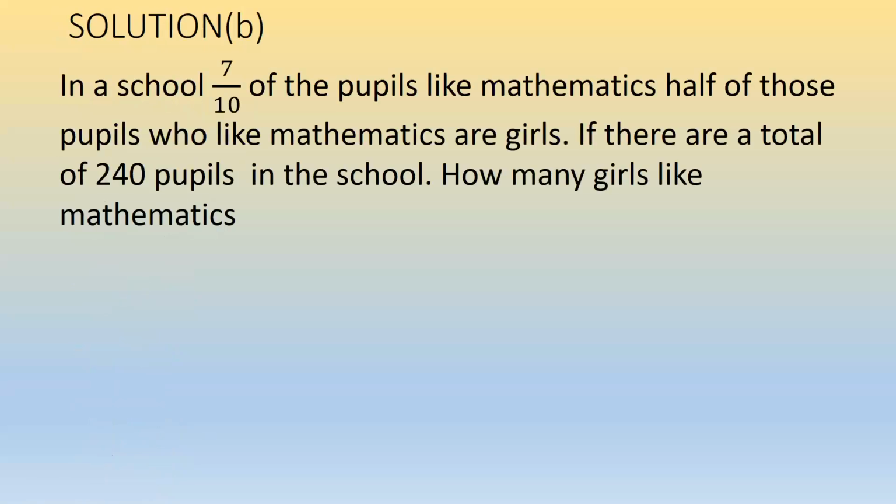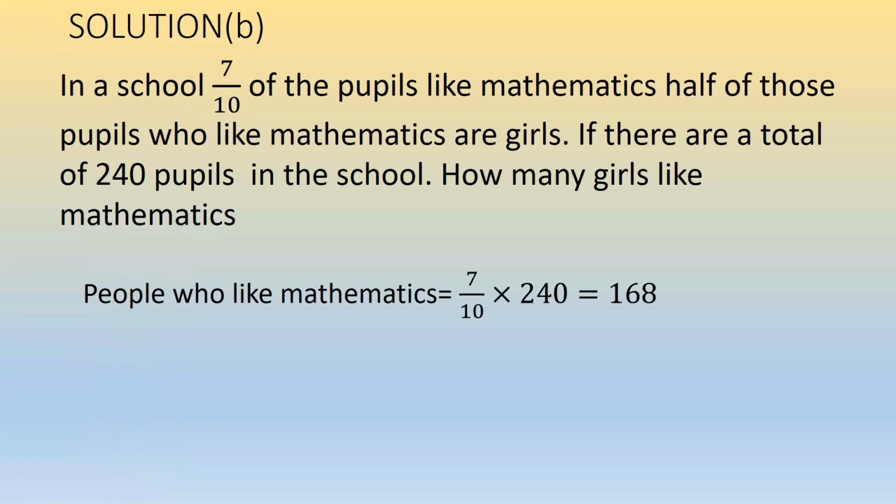So the second question is about a school where 7 over 10 of the people like mathematics, and half of those people who like mathematics are girls. If there are a total of 240 people in the school, how many girls like mathematics? So first of all, you need to find out the number of people who like mathematics, because they are telling us that half of those who like mathematics are girls. So first, let's find out how many people like mathematics. So in a school, they are telling us that 7 over 10 of the total number of the school like mathematics. So 7 over 10 times the total population of the people will give us 168.